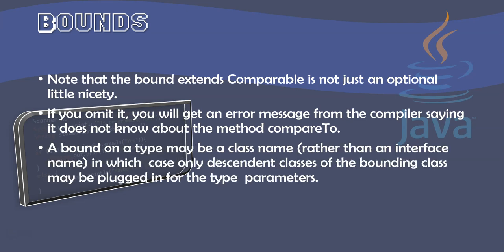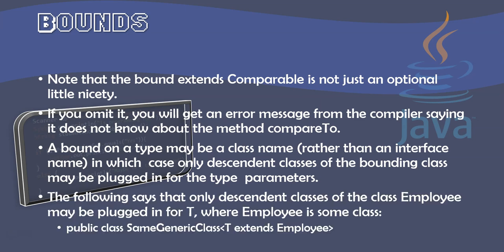Well, a bound on a type may be a class name rather than an interface name, in which case only descendant classes of the bounded class may be plugged in for those type parameters. So then the following would mean only descendant classes of, for example, Employee may be plugged in for T, where Employee is a class. Let's say public class, the same generic class, T extends Employee.